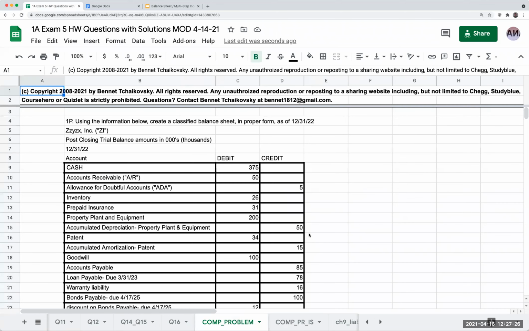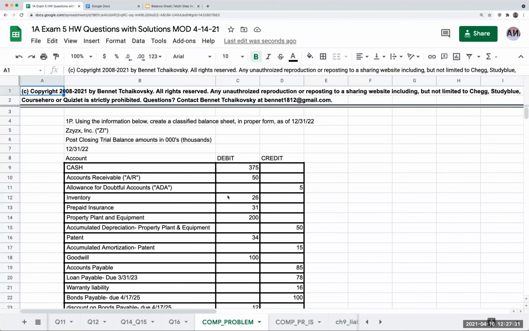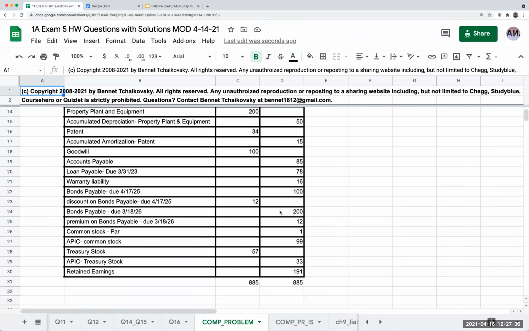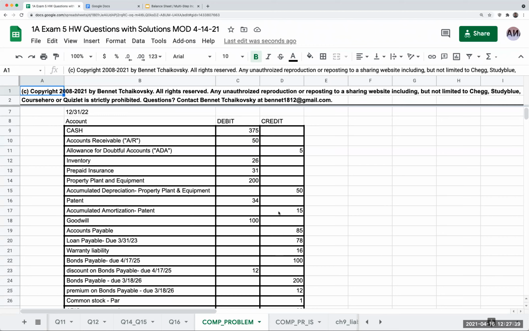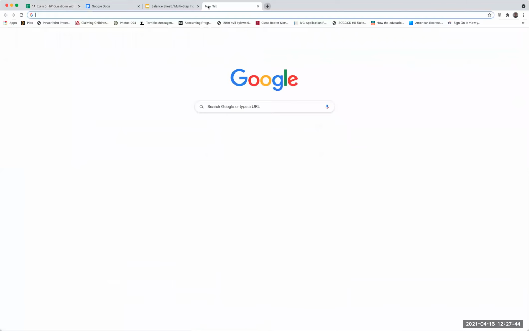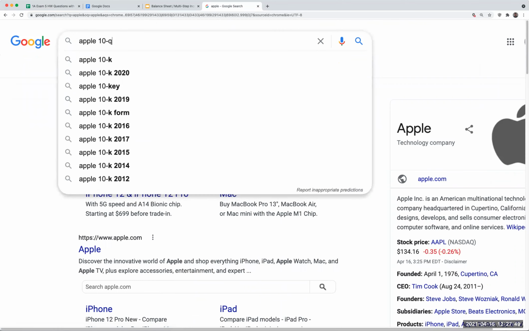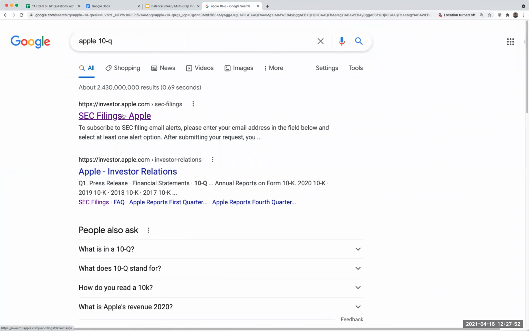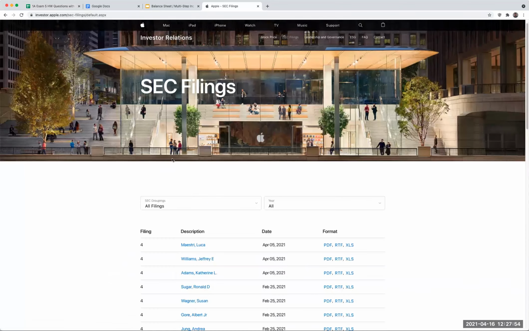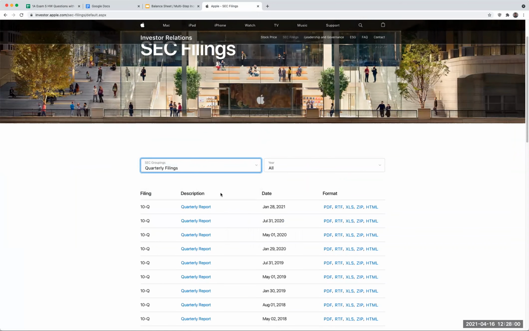So what I've done over here is I've created a post-closing trial balance. And so this is really a good review in terms of how to go through and look at making a classified balance sheet. Before we go through and look at preparing a classified balance sheet, I think it's always good to first see how do companies go about doing this?